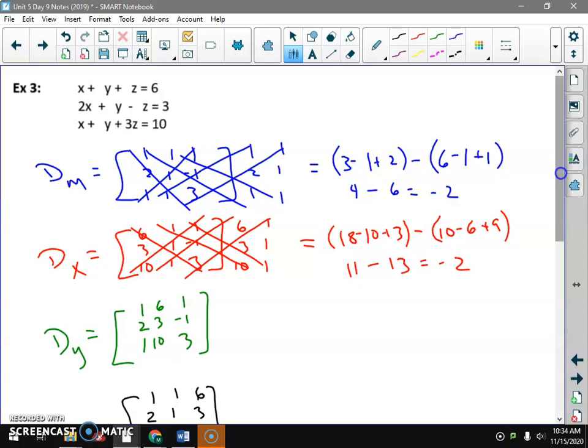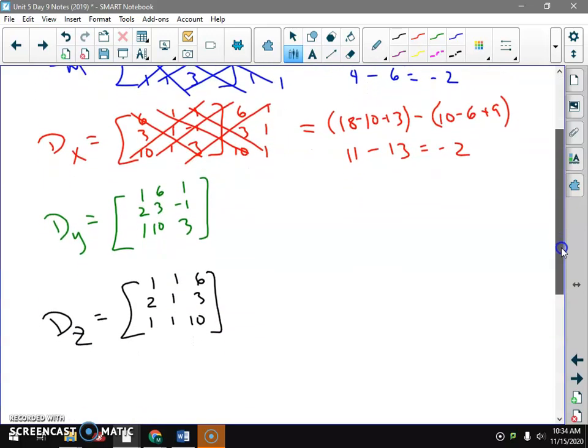If you wanted to right now, we could start solving. X equals dx over dm. X equals negative 2 over negative 2. X equals 1, ordered triple. All right, let's move on to y.